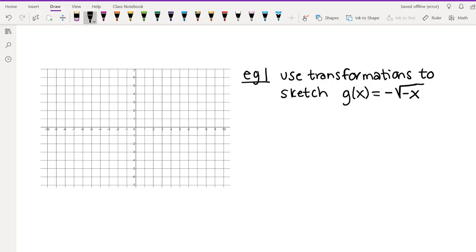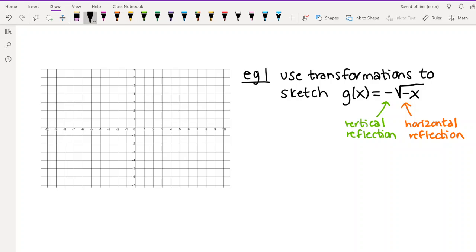So what's going on here is basically that we have two different transformations, right? In this case, we have both a vertical reflection. So we're going to reflect the graph over the x-axis, but we also have a horizontal reflection. So we're also going to reflect it over the y-axis.